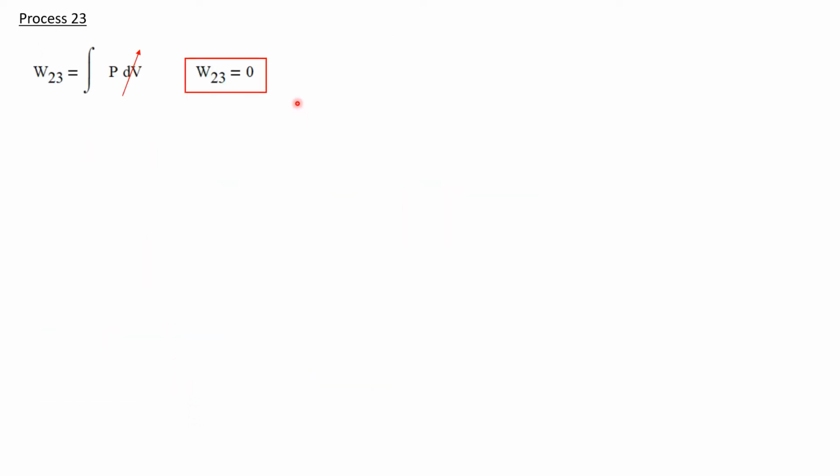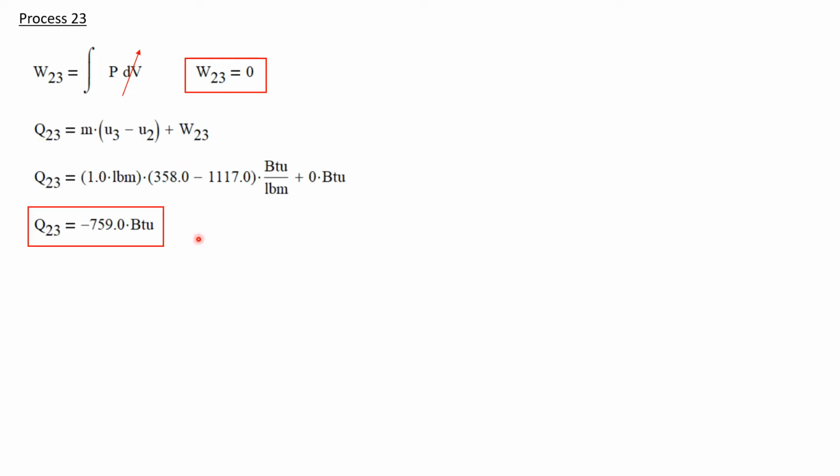Let's go to the next process, process 2-3, and calculate the work. The work we know generically is the integral of P dV, and this is a constant volume process, so dV is 0. So the work done during this process is 0. Now we can calculate the heat transfer using our energy balance.